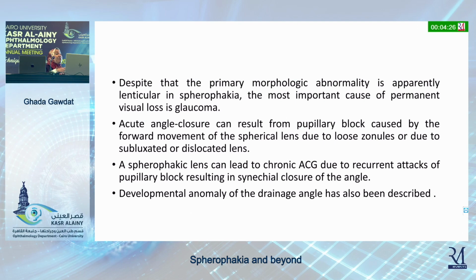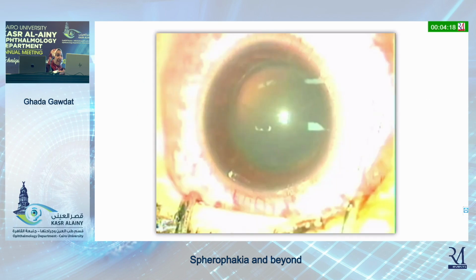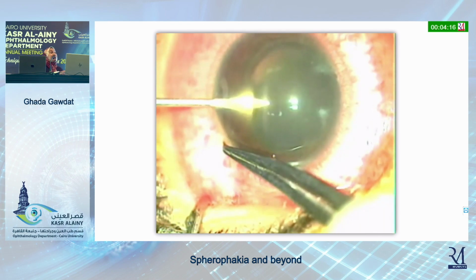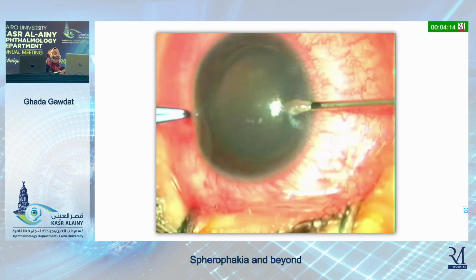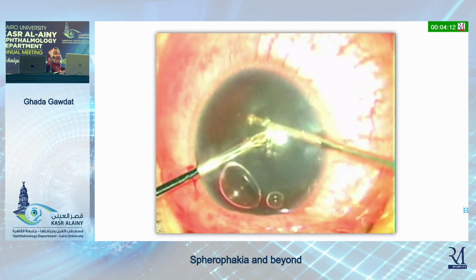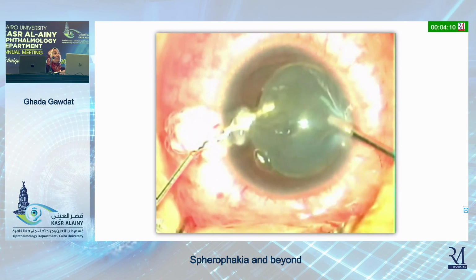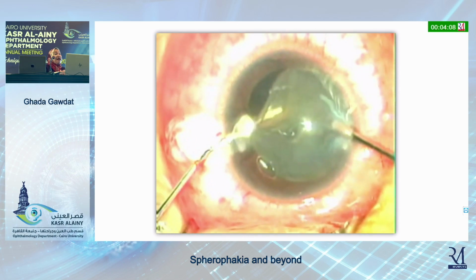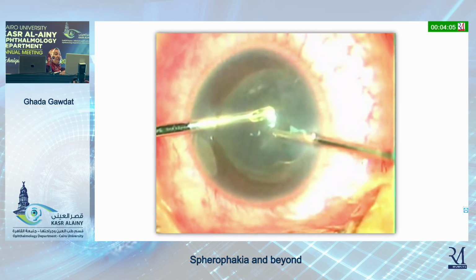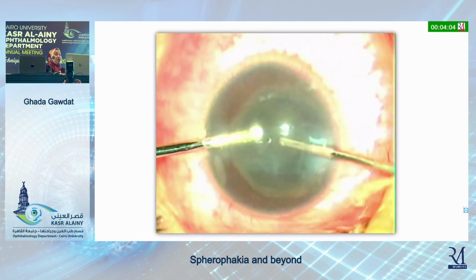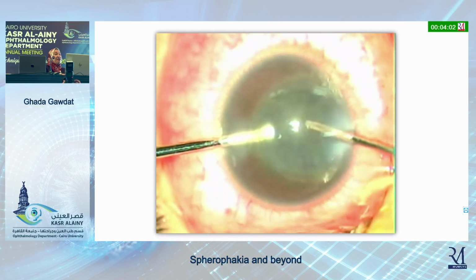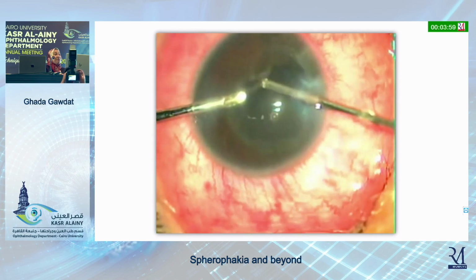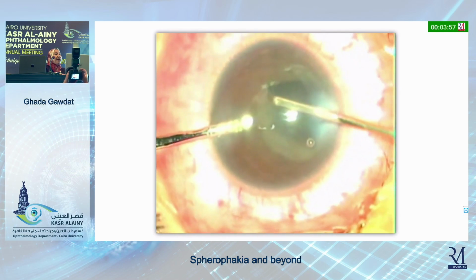Despite the primary morphological abnormalities being apparently lenticular in Spherophakia, glaucoma is still the leading cause of blindness in these children. Because most of the patients are children, they might come with an anteriorly dislocated lens in the anterior chamber, and it might pass unnoticed. Sometimes it can come after a month of anterior dislocation, where we remove the lens matter intralenticular within the capsular bag and then remove the capsular bag afterwards.